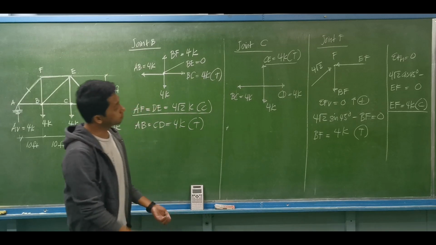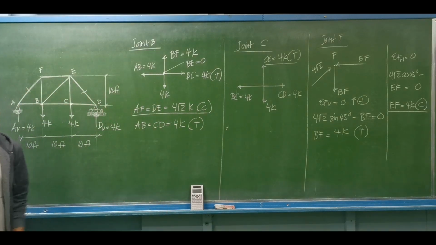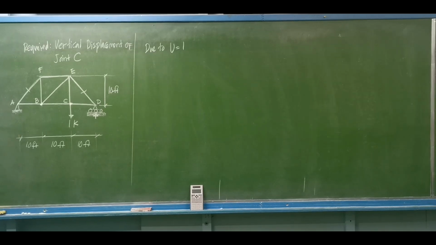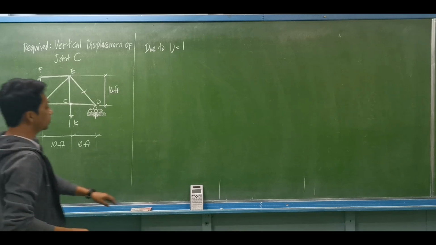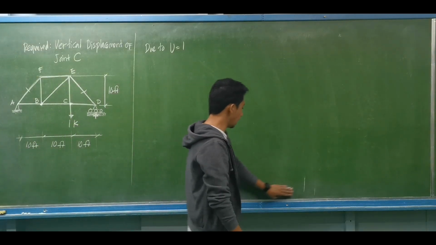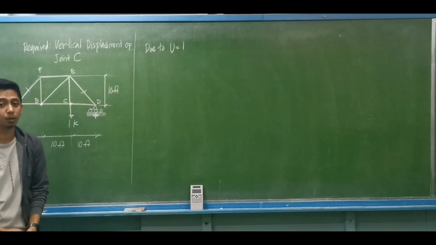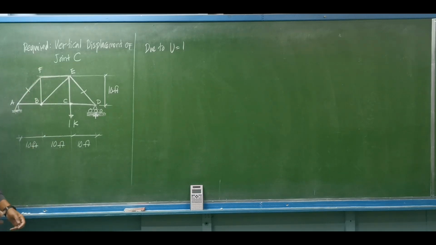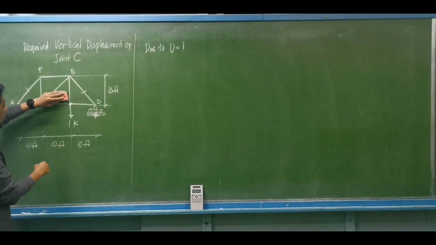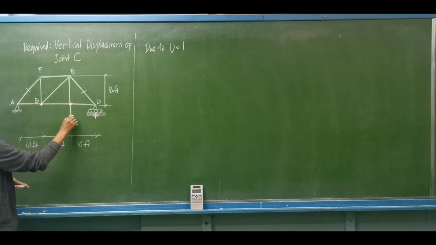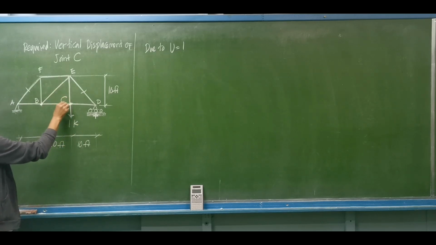So there you have the axial force for members due to real loads. Next step is we are to determine the axial force for each member due to 1 unit load. Reminder, what is required? Vertical displacement of joint C. Therefore, we assume that the vertical displacement of joint C will be downward. We are to place a 1 unit load downward at joint C.